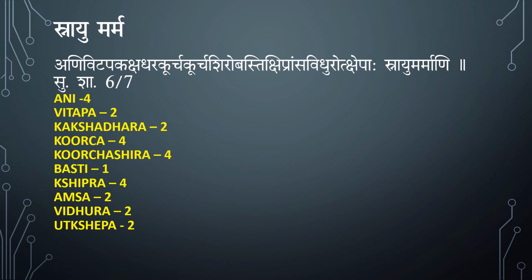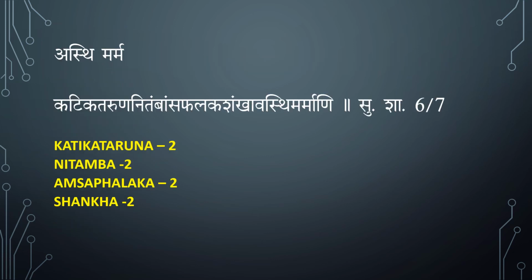Snayumarmani: Ani, Vitapa, Kakshadhara, Kurcha, Kurchashira, Basti, Kshipra, Amsa, Vidhura, Utkshepa. The marmasthana which are predominantly formed by the snayus are known as snayumarma. Those are 27 in number. They are Ani 4, Vitapa 2, Kakshadhara 2, Kurcha 4, Kurchashira 4, Basti 1, Kshipra 4, Amsa 2, Vidhura 2, Utkshepa 2.